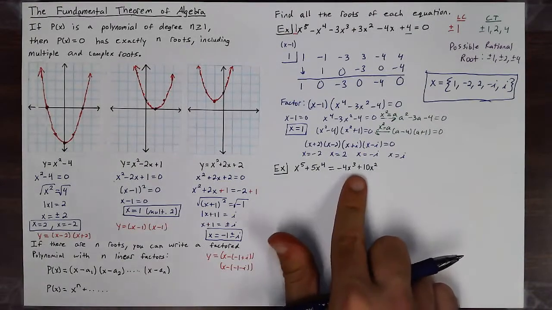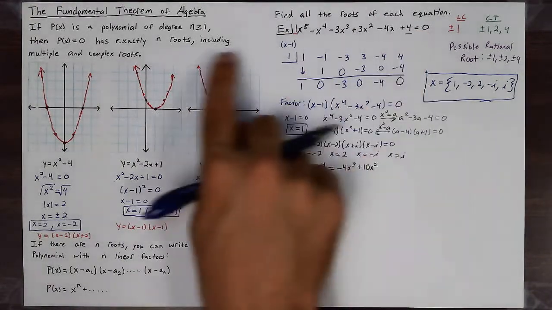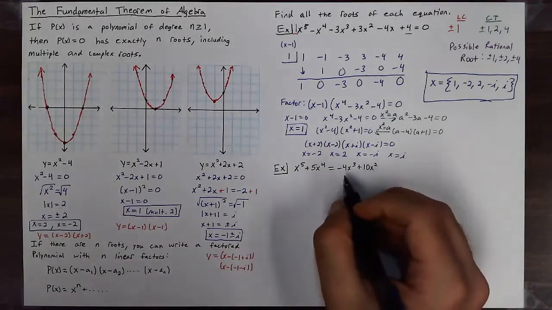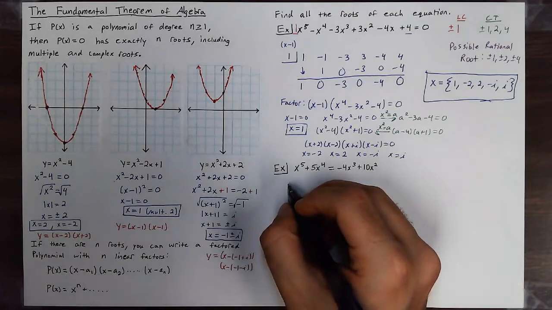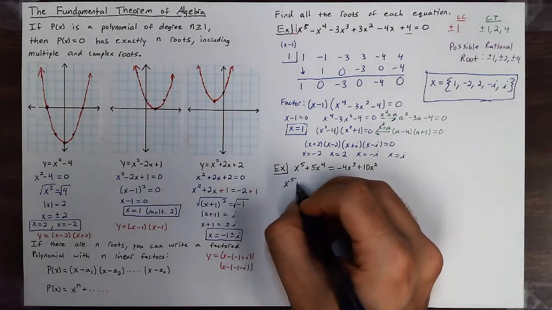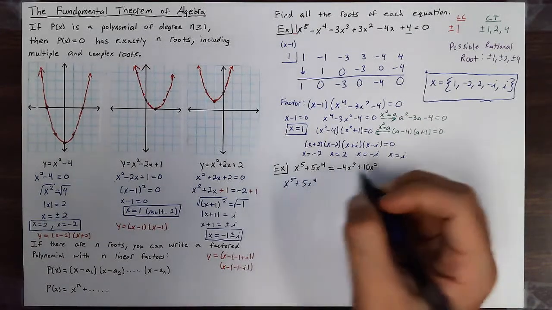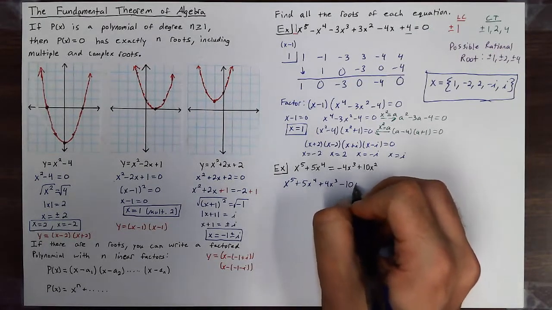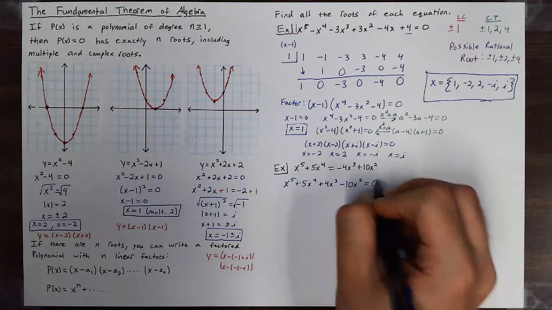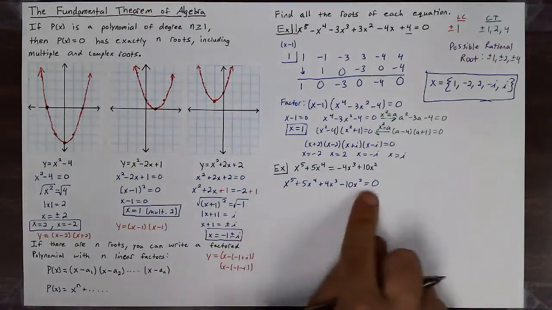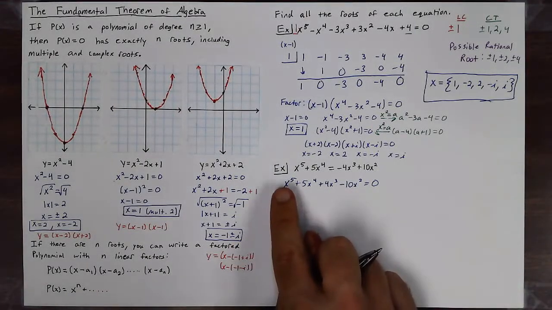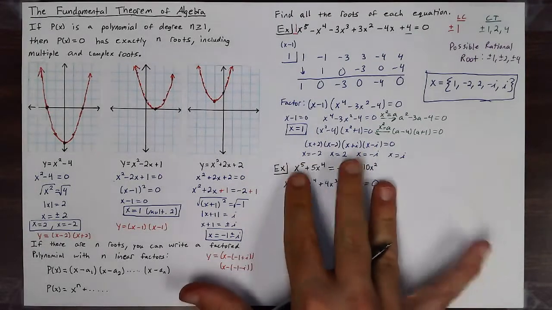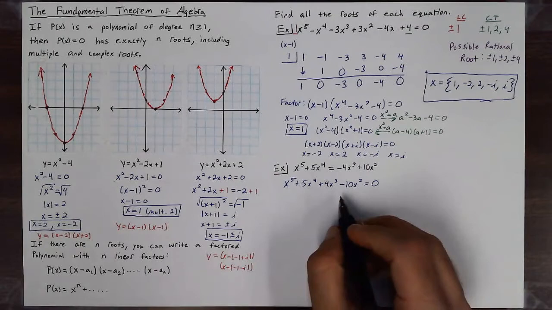This one you need to start off by getting it equal to 0, or else you cannot use the fundamental theorem of algebra to predict how many solutions you have. So we'll add everything to the left. We'll give it as x to the 5th plus 5x to the 4th plus 4x to the 3rd minus 10x squared equals 0. So I can already see here that this is a 5th degree polynomial, so I should have 5 roots. So I'm going to start by factoring.